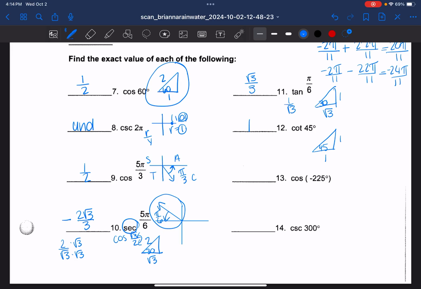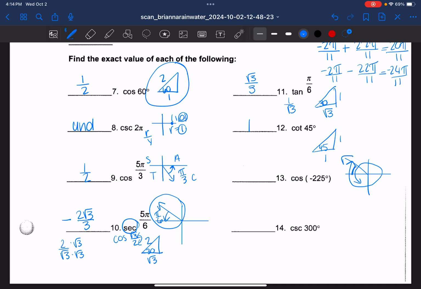All right, then we've got cosine of negative 225. Well, positive 225 is in quadrant 3. So that would be going all the way from here to here. So I'd want to go the same distance, which would put me in quadrant 2. So 225 in quadrant 2.